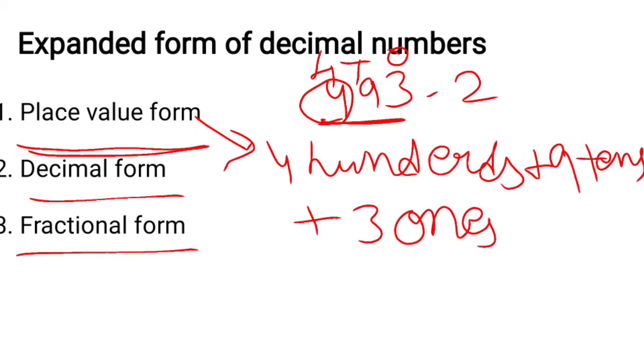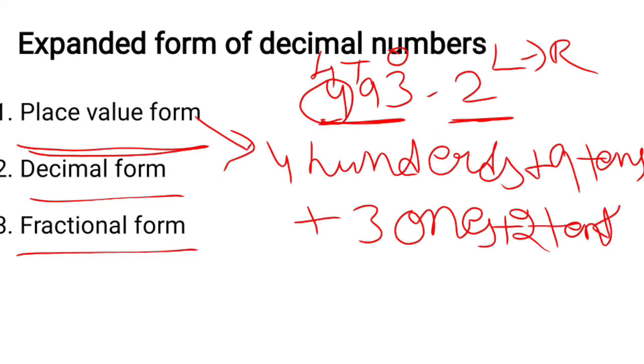And now for this decimal 2, what will we do? We will move from left to right. Then what do we call them? We call them tenths, hundredths, thousandths, and ten-thousandths. So we will write here plus 2 tenths. Okay, so this is our place value form.